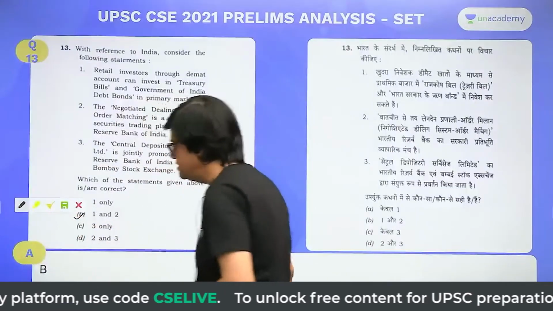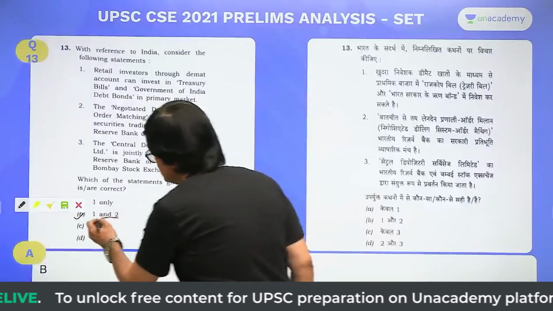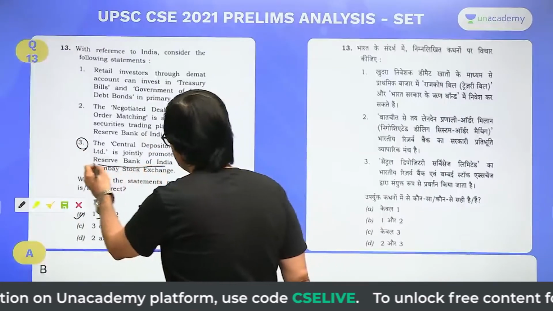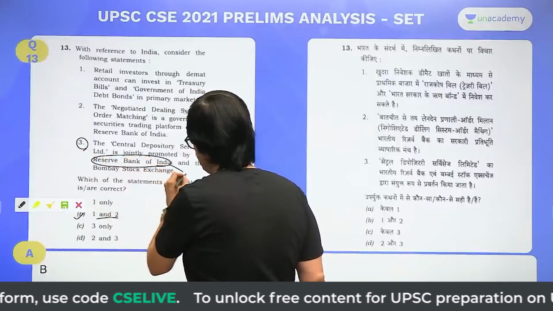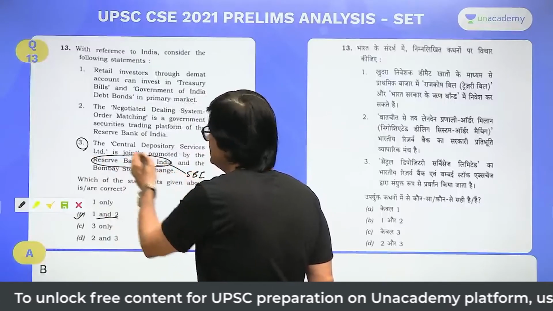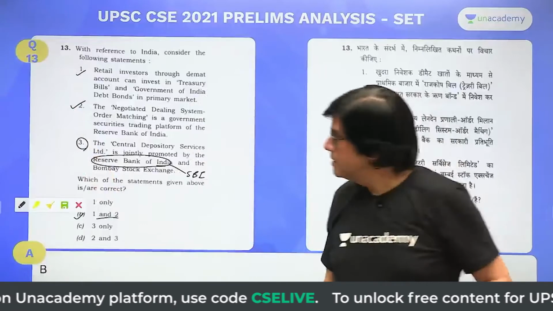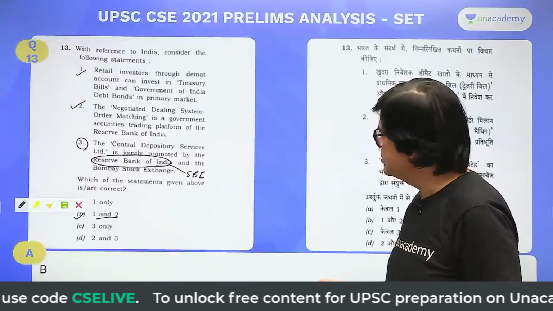1 and 2 would be right, that means B would be the correct option, because statement 3 is not correct. Here, instead of the Reserve Bank of India, SBI and other banks would come into play. So 1 and 2 of course are true. That means option B is the correct option here.